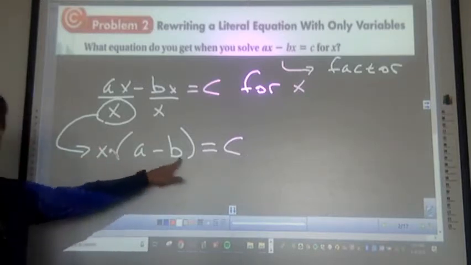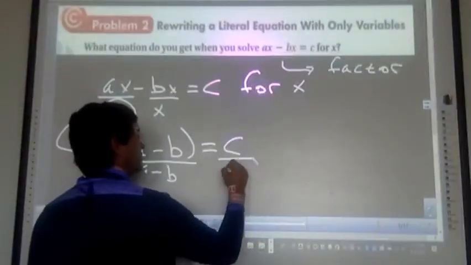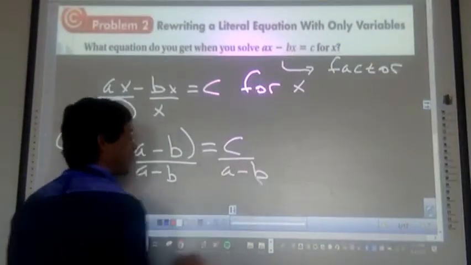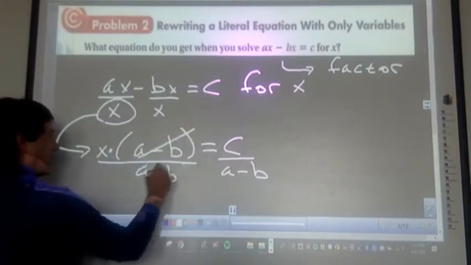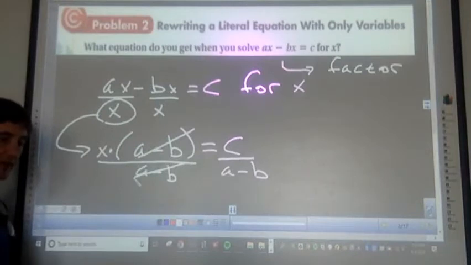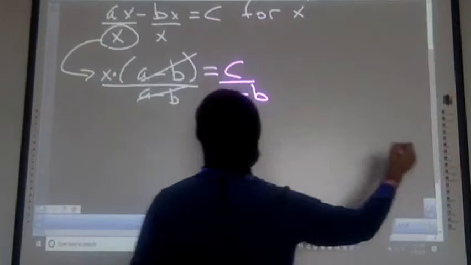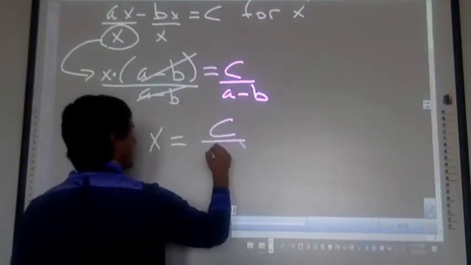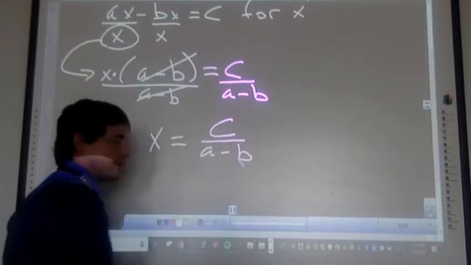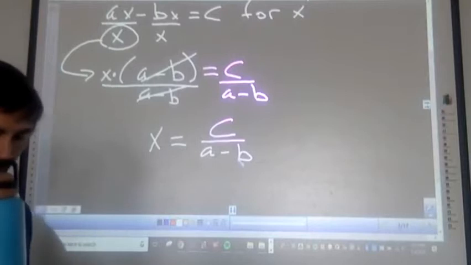Now to get this x by itself, we have to do an opposite operation. So to get rid of this a minus b, and I'll take your question after that, Ari, we divide out a minus b. Okay, so this a minus b on the left side of the equal cancels, and you end up with x equals c over a minus b. All right, Ari, you got a question, and then Volpe.